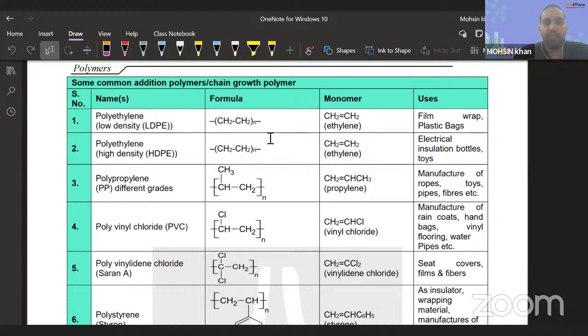So first we have polyethylene. We have two types of polyethylene, low density polyethylene and high density polyethylene. We will discuss it later on after discussing this table. So polyethylene is (CH2CH2)n, and the monomer used is ethylene, CH2 double bond CH2. It is used in film wrap and plastic bags. This one is low density polyethylene.